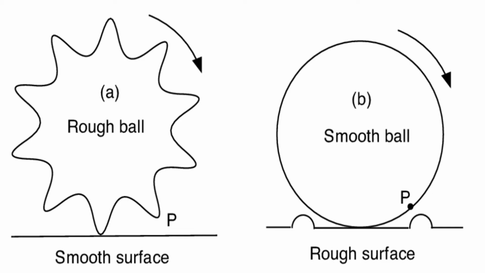Roll a ball on the floor. After some time, it stops. What is it due to? Now, take two balls and roll one ball on a smooth surface and the other on a rough surface. Which ball do you think will stop first and why? This is due to friction. Friction is more on a rough surface than on a smooth one.